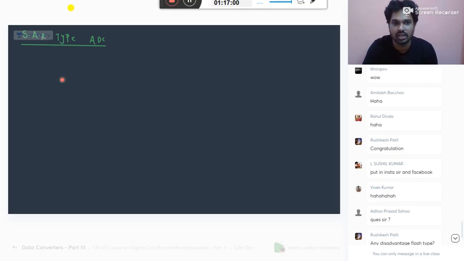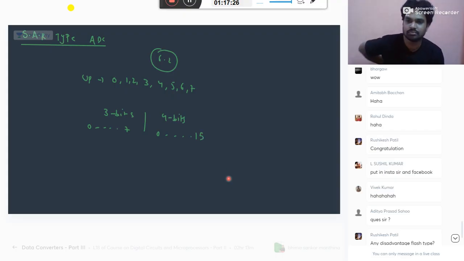In the counter type, we used one up counter. It increased from 0, 1, 2, 3, 4. Like that, we check whether your input is equal to 4 or not, 5 or not, 6 or not, 7 or not. Like that, we stop after comparing each and every number. So if you have 3 bits, it will compare 0 to 7. If you have 4 bits, it will compare 0 to 15. Depending on the number of bits, this is what happens in the counter type.